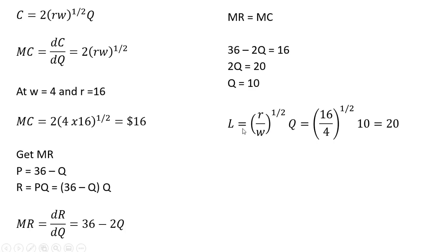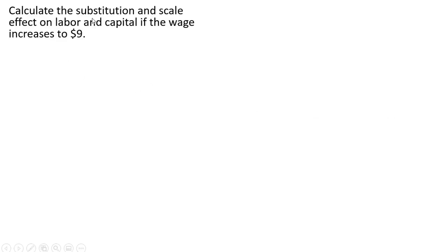And in terms of the quantity of labor hired, taking our conditional input demand for labor and evaluating it at the input prices, and where Q is 10, the firm would hire 20 workers. And doing a similar thing now for capital, the firm would hire 5 units of capital. So let's calculate the substitution and scale effect on labor and capital if the wage increases now to $9.